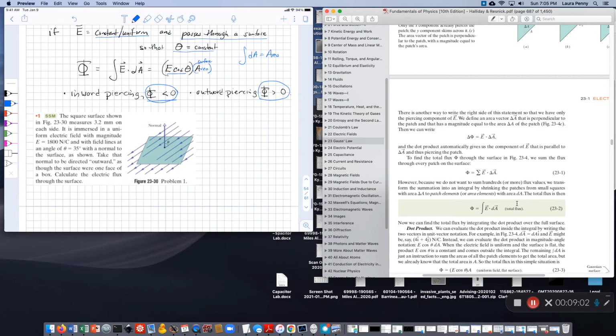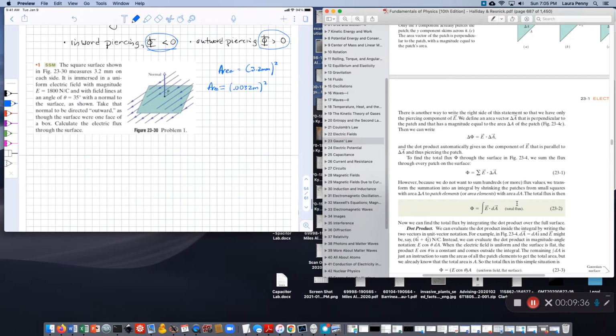So let's try to do an example so that we can actually see something. So number 1 is one of the first ones I have you do. And we have this square surface, and it measures 3.2 millimeters on each side. And so the area here, right, is just the 3.2 millimeters squared. I should probably really write that in meters, so it's really 0.0032 meters squared. That's the actual area.